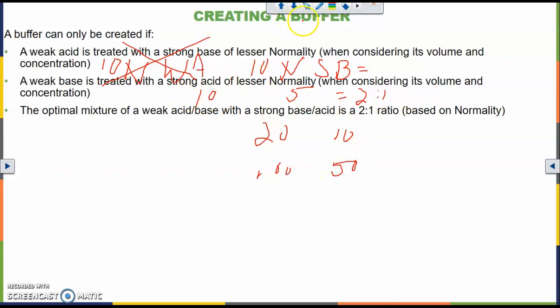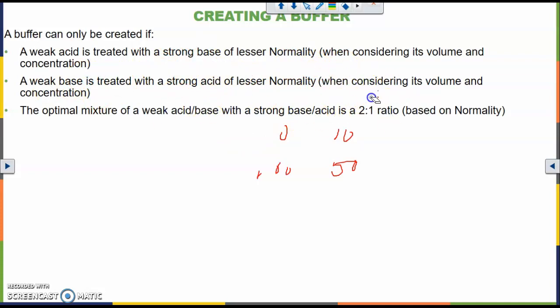So that is how you would mix a weak acid and a strong base, or a weak base with a strong acid. It's always a 2-to-1 ratio. The weak acid or the weak base always has to be, the optimal concentration always has to be twice as much as the strong one in equimolar concentrations. I hope this makes sense. If this doesn't make sense, please ask these questions during class.